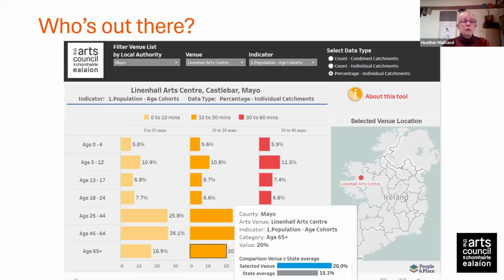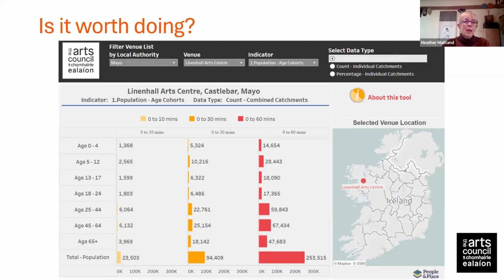But this is a rural area, so it could be 20% of a very small population. Is it worth it? Is it worth focusing resources on them? So there's a bit up here that will help. We've got 2 buttons here for counts, and I'm going to click on the combined catchment. So you can see down here, over 18,000 over 65s live in a 0 to 30-minute drive time. You can see we've got cumulative drive time, so it's 0 to 10, 0 to 30, 0 to 60. So yes, it is worth targeting them.